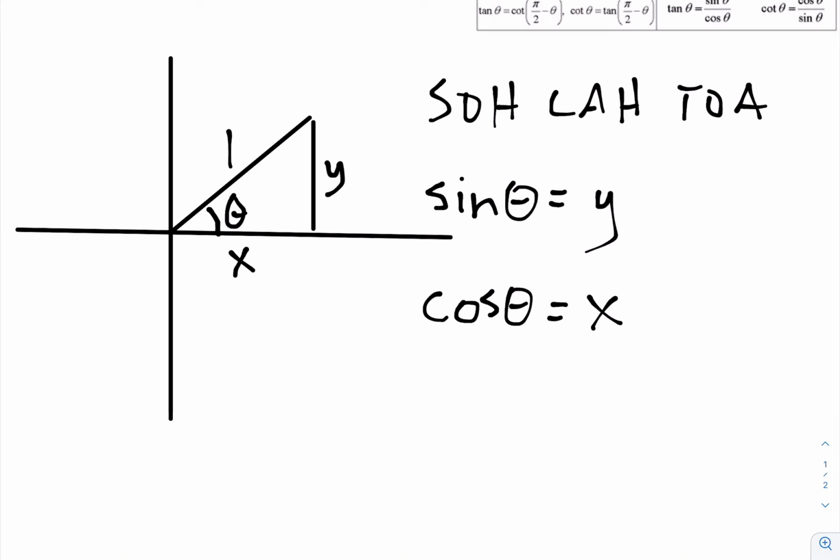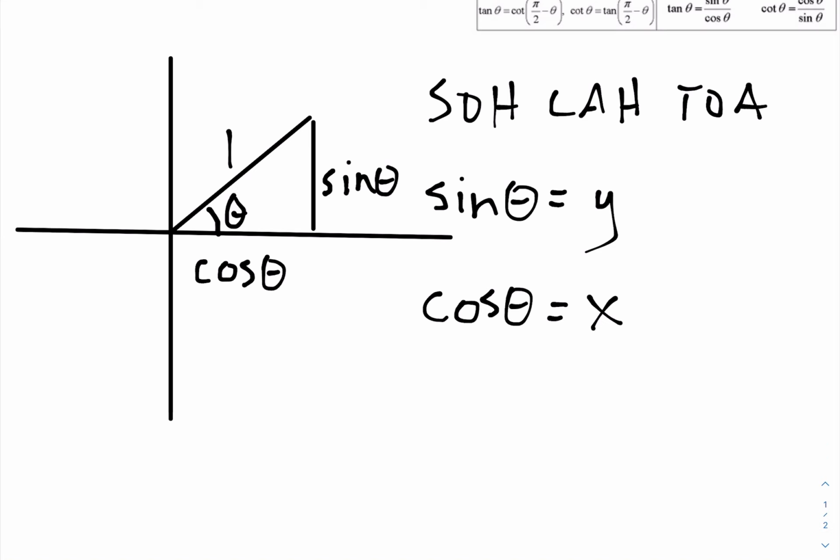Awesome. So instead of writing x and y, I'm going to write cos theta and sine theta. This is our angle theta. This is cosine of that angle theta. This is sine of that angle theta. And remember, our hypotenuse is still 1.